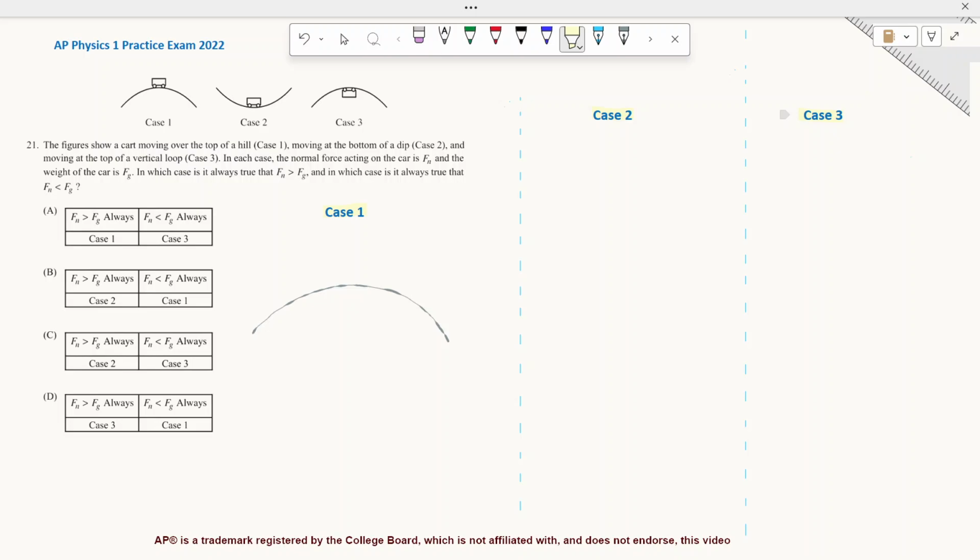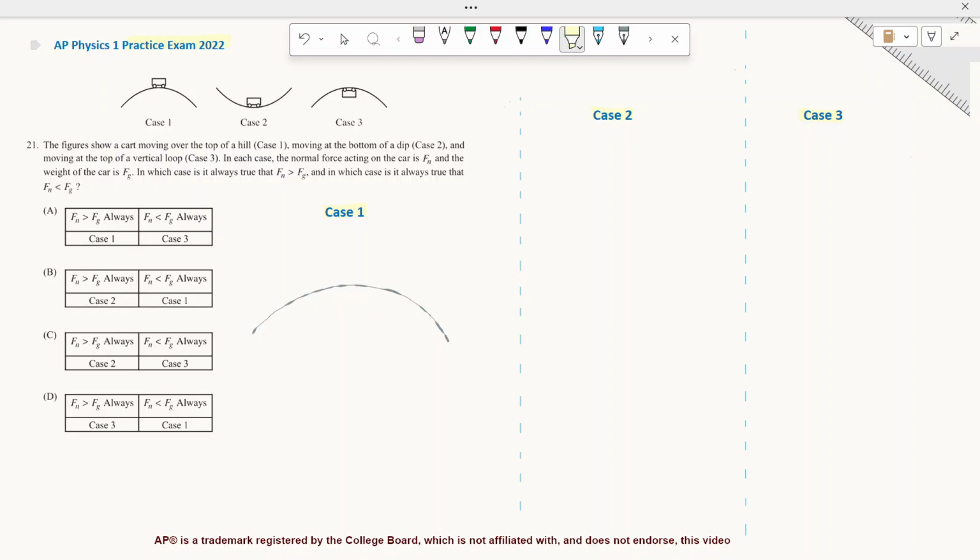Hi, this question is about the circular motion of a cart over this curved track, and it has been taken from the practice exam 2022. So, in this question we will compare the normal force with the weight in these three cases.